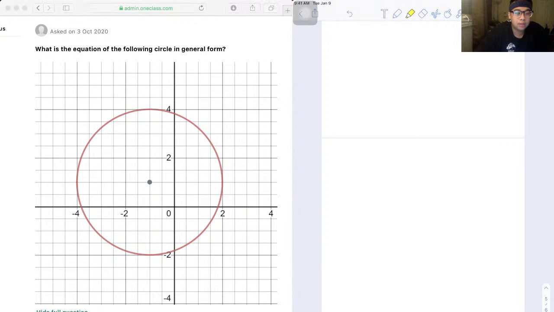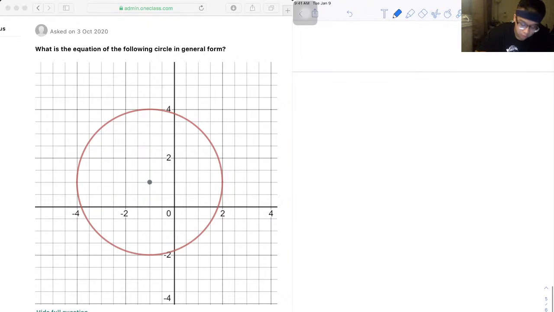So our next question is asking us, what is the equation of the following circle in general form.